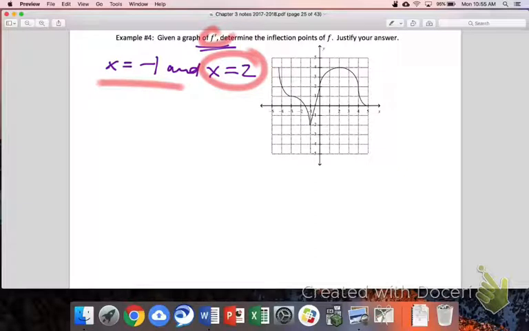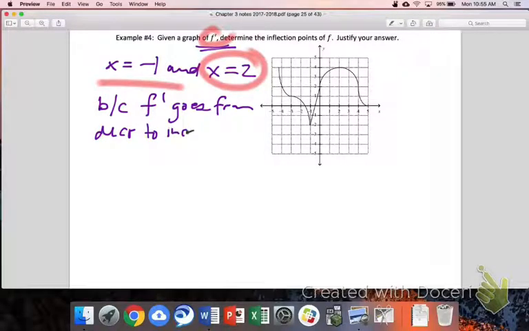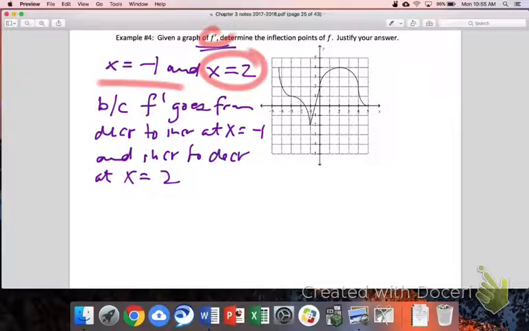Okay, so we would say those two places are where f has an inflection point, because it did say justify your answer. So we're going to say because f prime goes from decreasing to increasing at x equals -1 and the other way around at x equals 2. So we can't use f double prime. You could. Yeah, you sure could. But if I said use f prime to argue, then you couldn't.